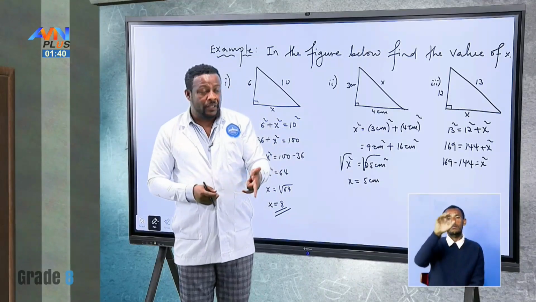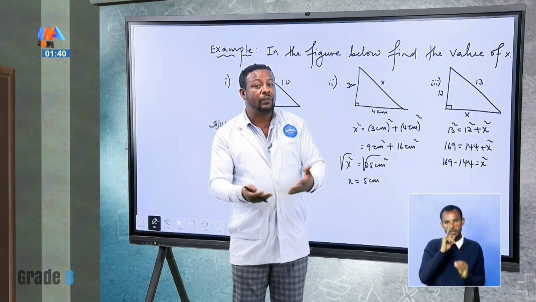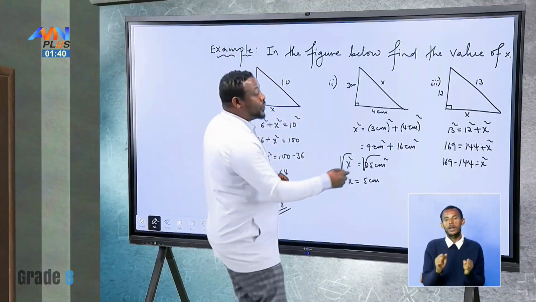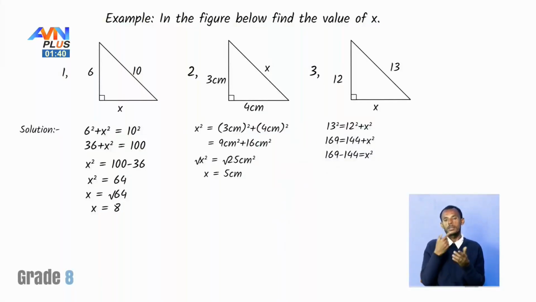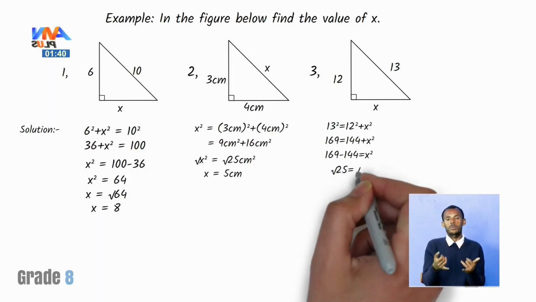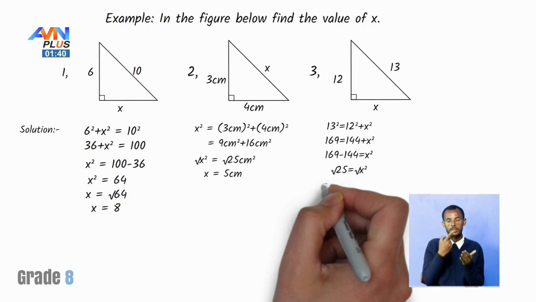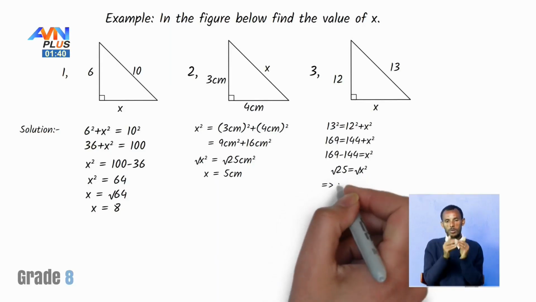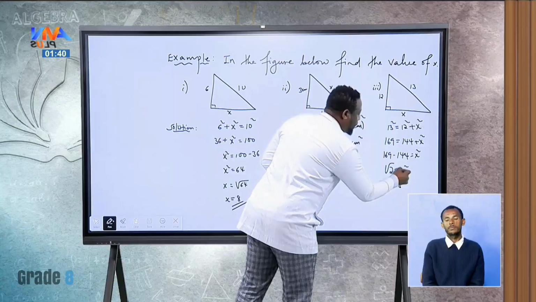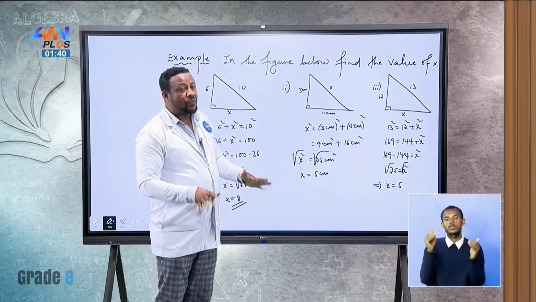The difference between these two numbers is 25. It's a simple calculation. You can do it orally. So then 25 is equal to x squared. Now the last step will be taking the radical of both sides. So this becomes x is equal to 5. The value of x becomes 5 units.